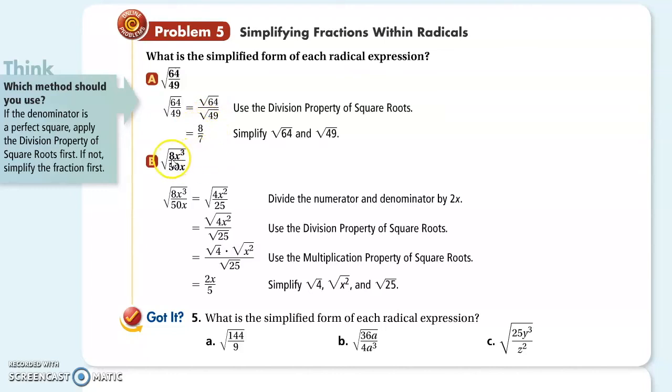Looking at part B, neither 8 nor 50 are perfect squares. But if you cross cancel, if you reduce and divide both of them by 2, 8 divided by 2 is 4, and 50 divided by 2 is 25. And even if you cross cancel the x's, you end up with a perfect square here. The square root of 4 is 2. The square root of x squared is x. And the square root of 25 is 5. And this one's simplified nice and easily.